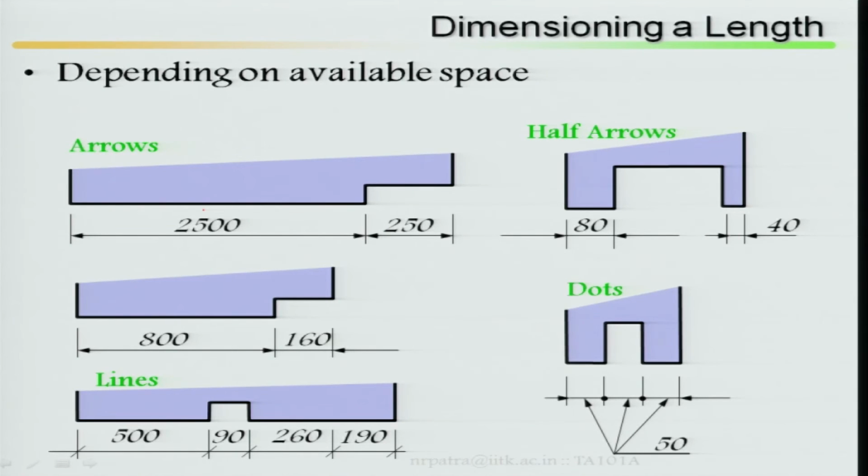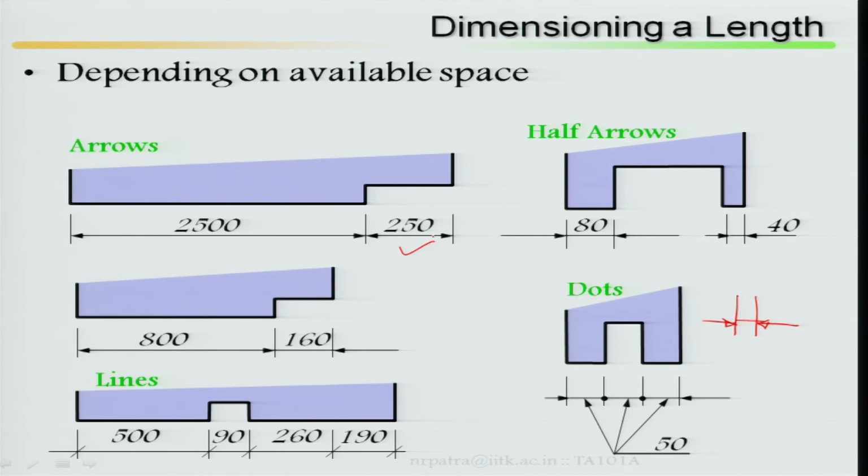Depending upon the availability of space, look at here. In this case I can put the arrows because I have space available. Here I can put arrows, here I can put arrows. But here it is very difficult to put arrows inside because this is a very small dimension. In this case you can draw one arrow from outside, then from outside draw another arrow so that it reflects. Then here you write 40.